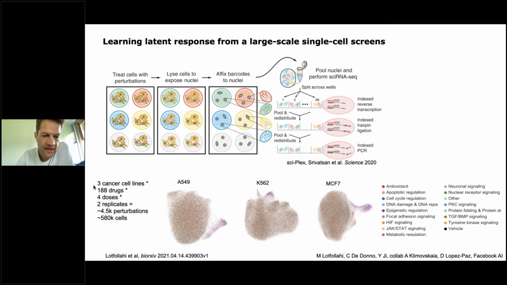Essentially, what we had as a data set is three cancer cell lines across 180 drugs, 4 doses, and 2 replicates. So more than 4,000 perturbations and more than 500,000 of those cells. And you see, we just throw them together. It's like salt and pepper. So all these processes, these effects of those drugs will be somewhat similar.